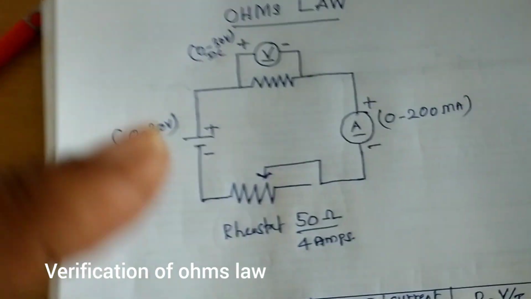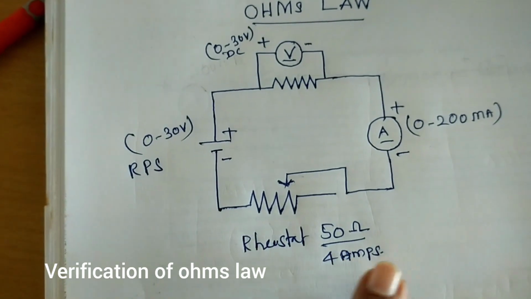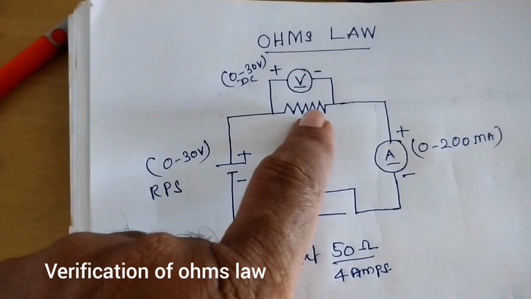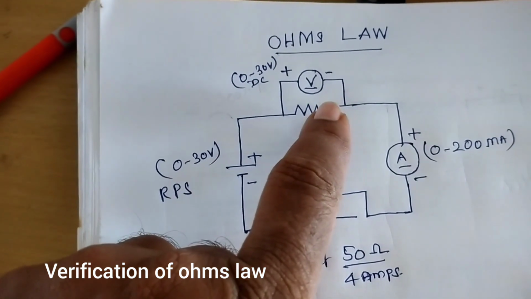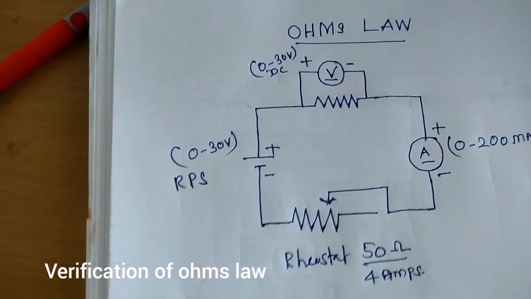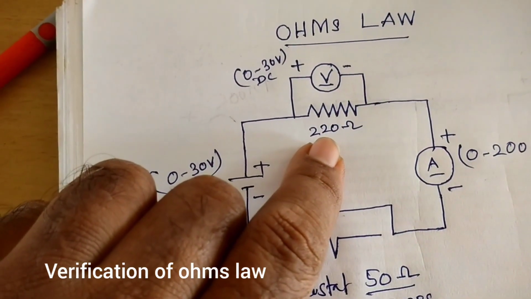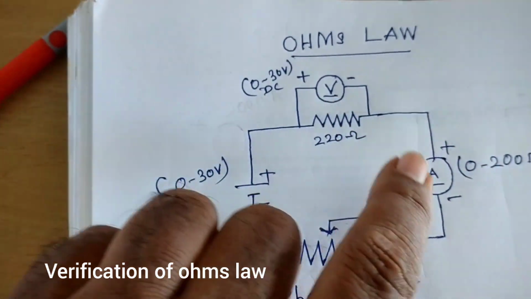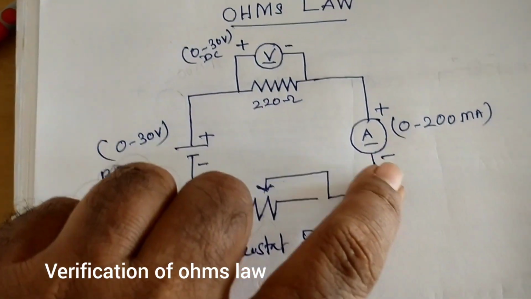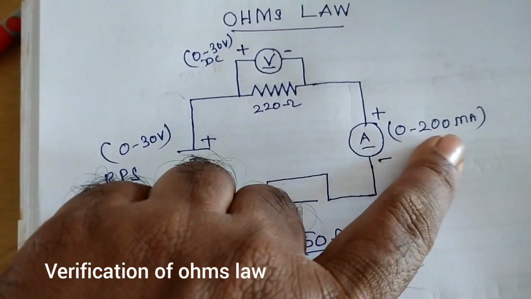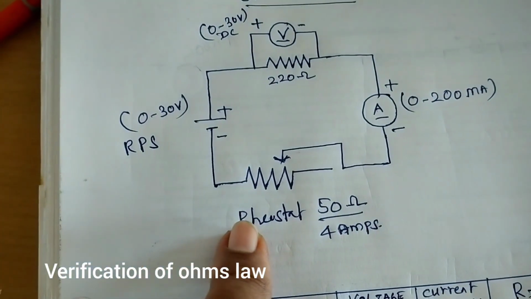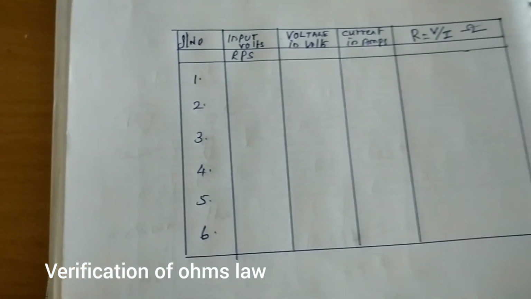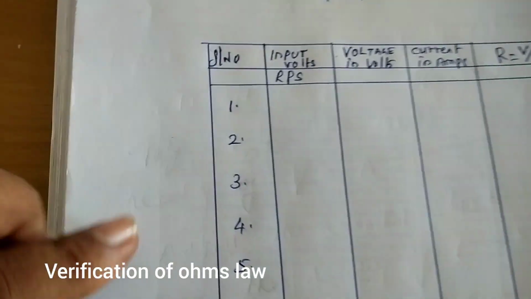You can see it is a rheostat, 50 ohms, 4 amps, and an RPS regulated power supply, and 220 ohms resistance, and a DC voltmeter and DC ammeter. The range is 0 to 200 milliamps, and the rheostat is 50 ohms, 4 amps. And you can see this is the tabulation column.